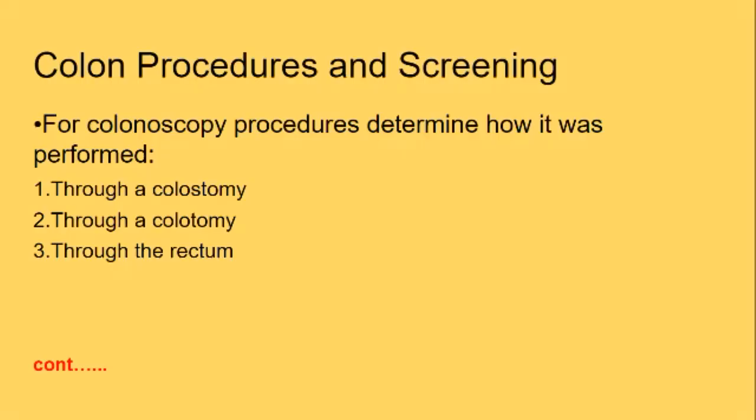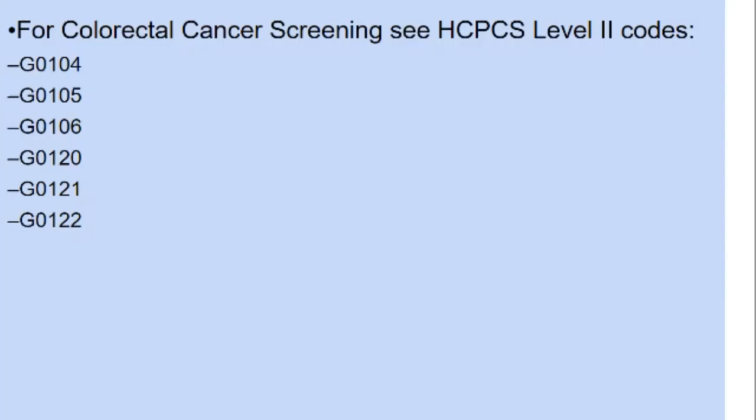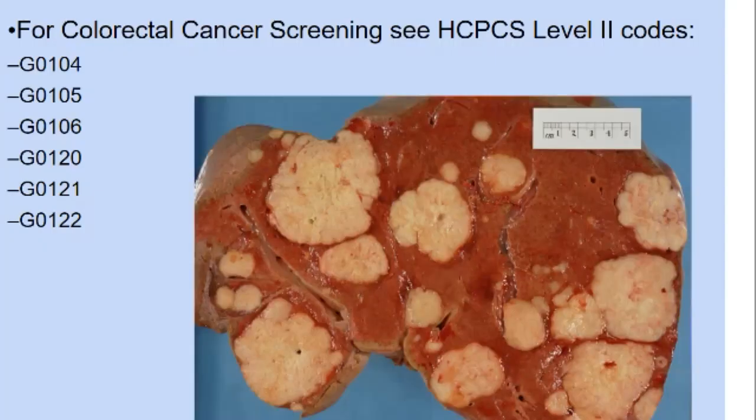Colon procedures and screening. For colonoscopy procedure, determine how it was performed: through a colostomy, through a colotomy, through the rectum. For colorectal cancer screening, you're going to see the HCPCS Level 2 codes, which are found in your little HCPCS book. And they range from G0104 through G0122. And this is a colon that has cancer.